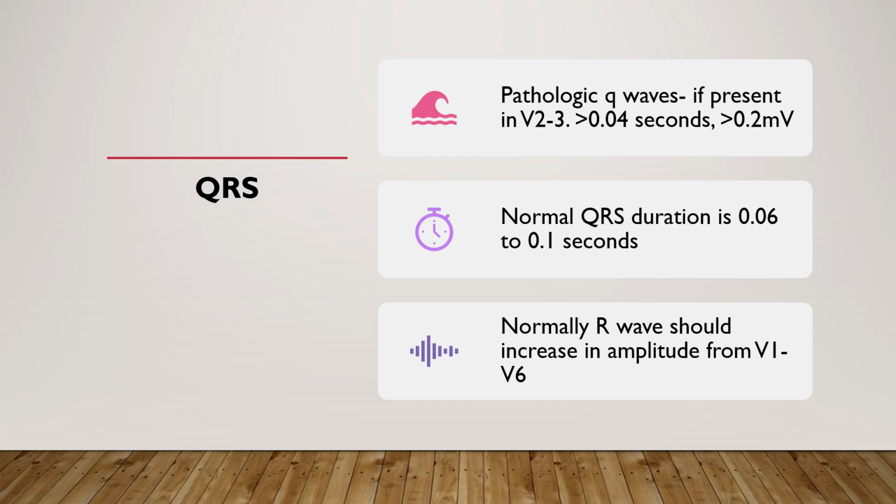Q waves are pathological if present in leads V2 and V3, if they last more than 0.04 seconds, or if the amplitude is more than 0.2 millivolts. Normal QRS duration should be less than 0.1 seconds, and normally the R wave should increase in its amplitude from right precordial leads to the left precordial leads, or from V1 to V6.